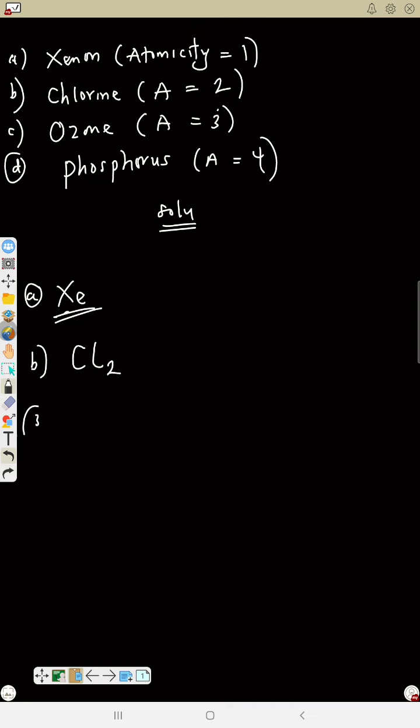3. Ozone is O, but the atomicity is 3. So I'll write it here. So the chemical formula for ozone here is O3. D. Phosphorus. P. The atomicity is 4. So the number of atoms here is 4. So phosphorus is P4 here. So that is atomicity.